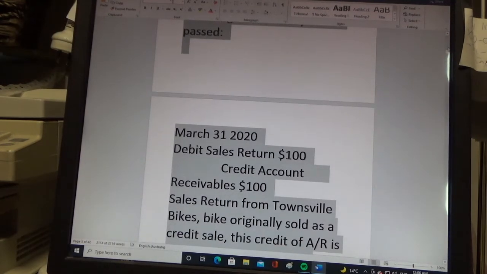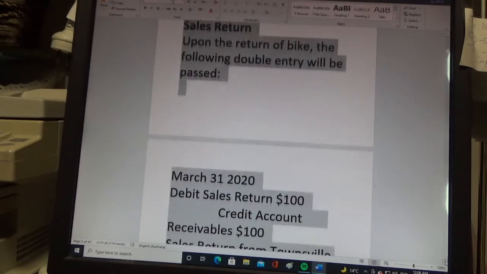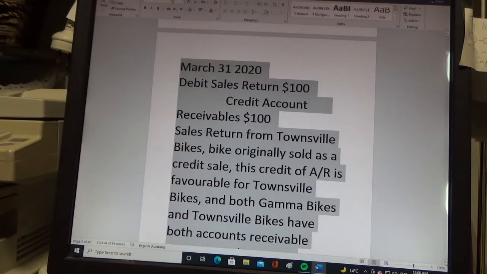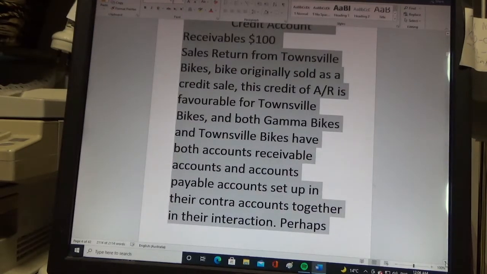So this is the entry now for the actual sales return, okay? On March the 31st, 2020, we debit the sales return by 100 and we credit accounts receivable. That credit to accounts receivable reduces accounts receivable, because normally accounts receivable has a debit balance, so if you reduce it, you're crediting accounts receivable. And the sales return from Townsville Bikes was originally sold as a credit sale. This credit of accounts receivable is favourable for Townsville Bikes.